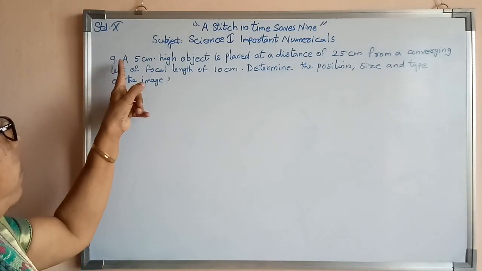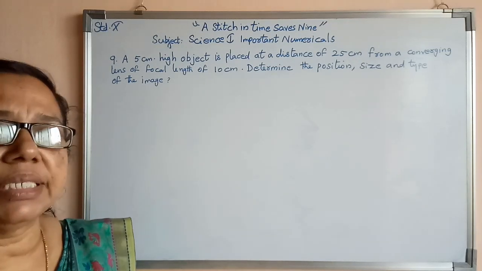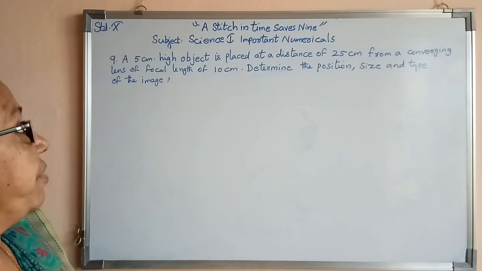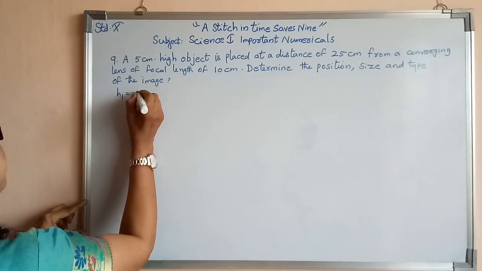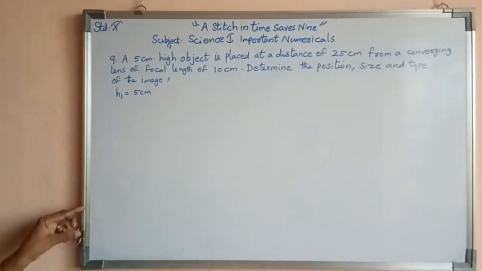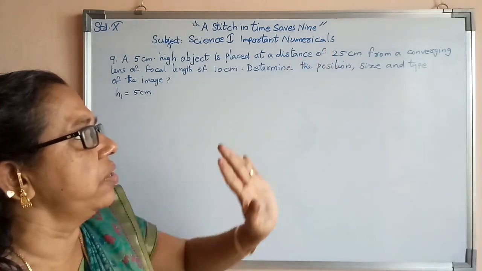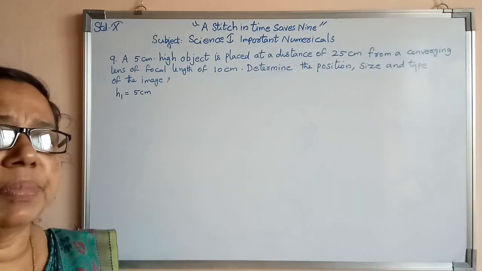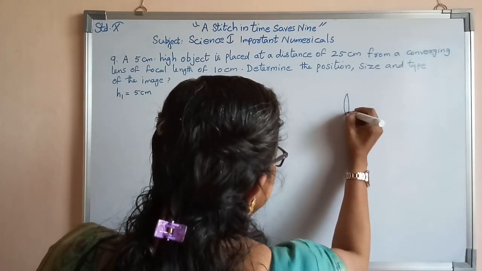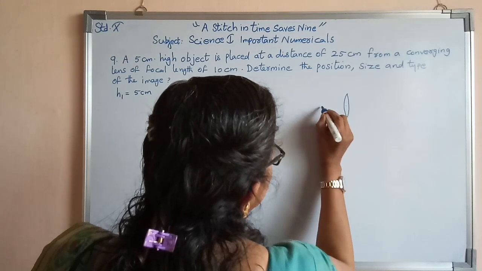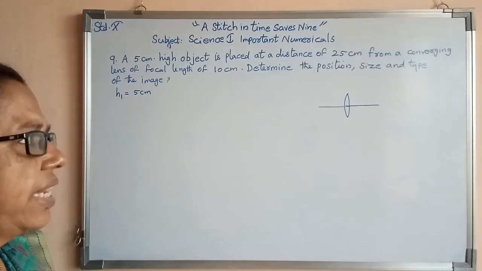Here, a 5 centimeter high object. The height is mentioned, that is 5 centimeter. So the height of the object we can write h1 is equal to 5 centimeter. And this object is placed at a distance of 25 centimeter from the converging lens. Converging lens means convex lens. This is the optical center. Through that one line is passing, the principal axis we can say.